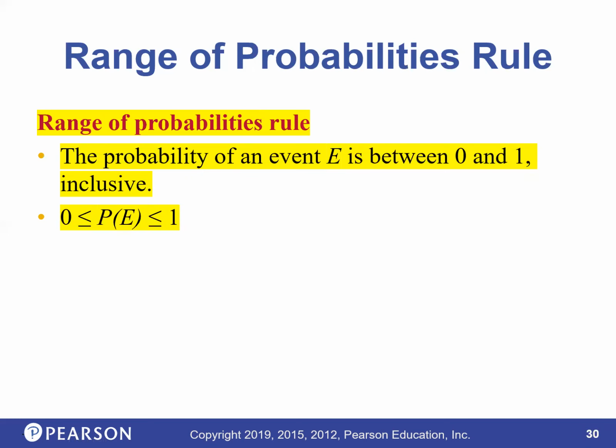So first things first, a probability of an event E is between 0 and 1. If I'm going to write it down in math terms, it's like this right here. So 0 is not probable at all. So 0 is less than or equal to P of E.